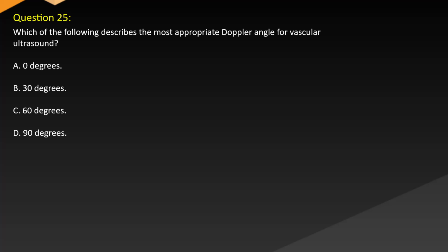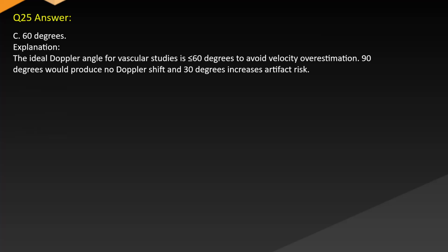Question 25. Which of the following describes the most appropriate Doppler angle for vascular ultrasound? A. 0 degrees. B. 30 degrees. C. 60 degrees. D. 90 degrees. Answer C. 60 degrees. Explanation. The ideal Doppler angle for vascular studies is 60 degrees or less to avoid velocity overestimation. 90 degrees would produce no Doppler shift, and 30 degrees increases artifact risk.